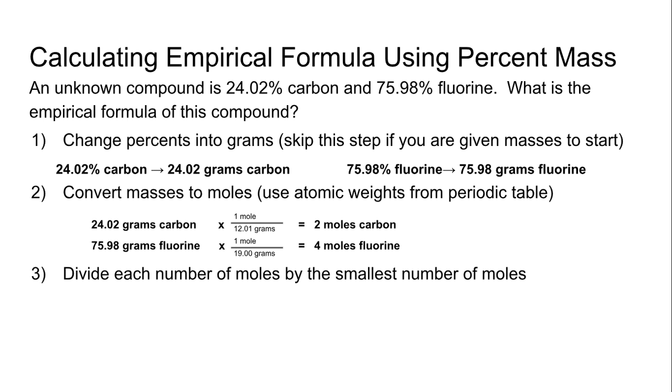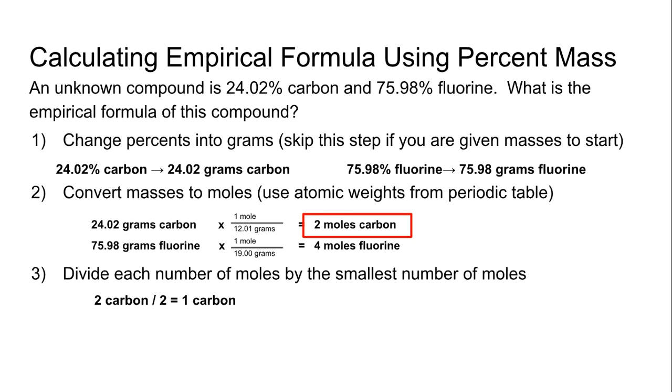What this is going to do is give me a ratio to figure out if there's 1 mole of this, how many moles of this other element there are. And so I always want to use the smallest number of moles to keep my numbers nice and happy. So 2 moles of carbon is the smallest number I got out of step 2. So I'm going to divide all the numbers that I got out of step 2 by this.